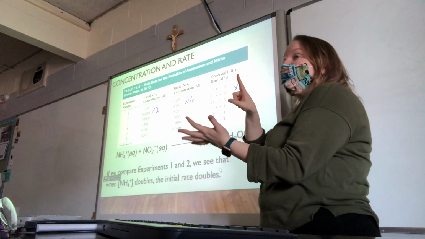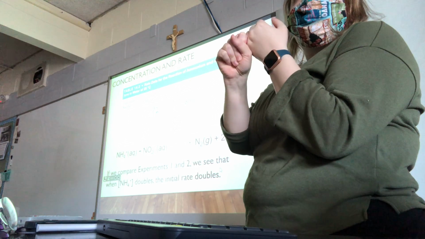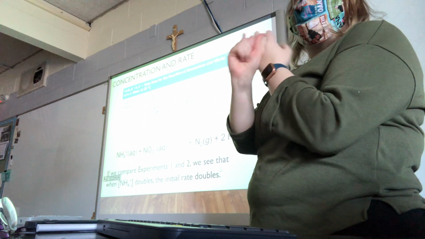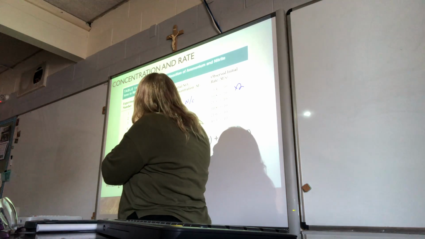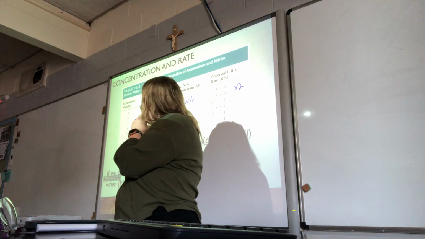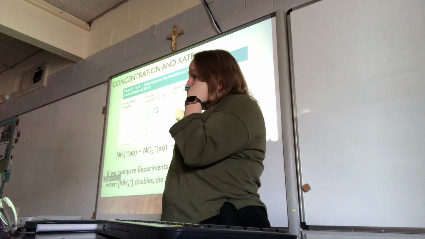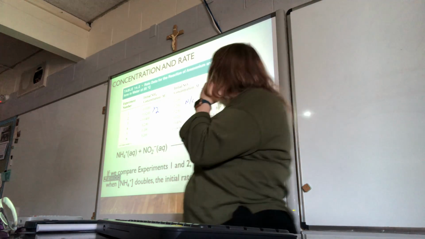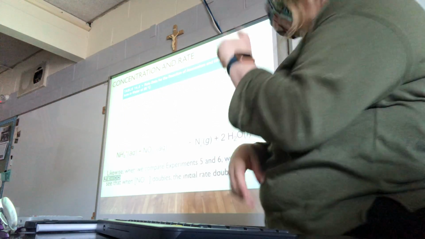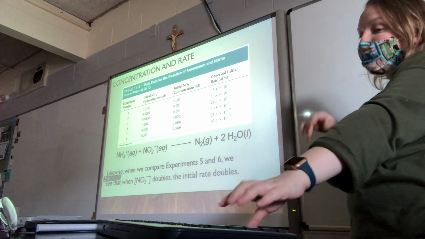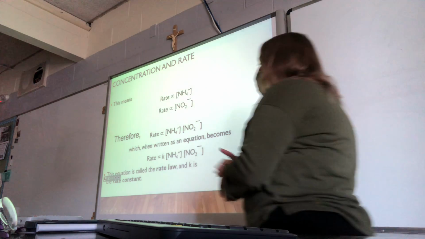And so for the first reactant, we analyzed that ammonium doubled in concentration, and the rate, as a result, also doubled. Then we looked at the set of experiments for NO2, where we held the NH4 constant and doubled the concentration of the other reactant. And in doubling, we saw that the rate also doubled, right? From there, we can analyze these different pieces of information by trying to create what we call a rate law.